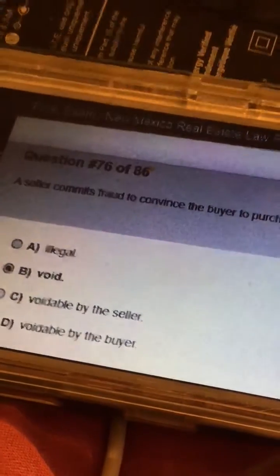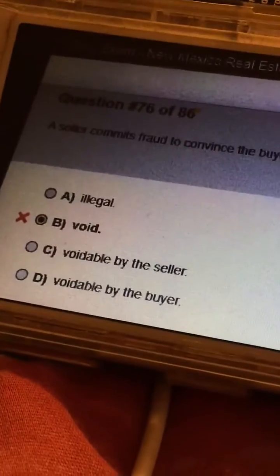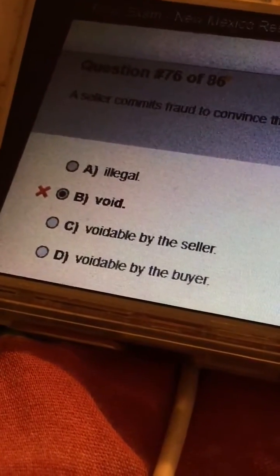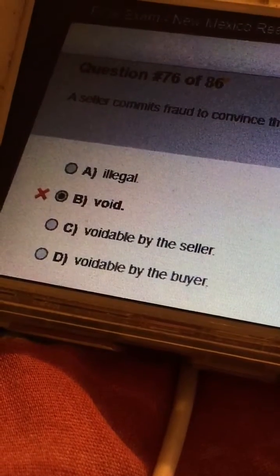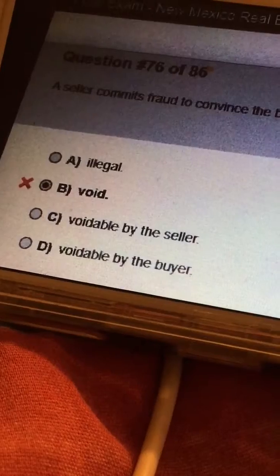A seller commits fraud to convince the buyer to purchase. The contract is now considered A. Illegal. B. Void. C. Voidable by the seller. Or D. Voidable by the buyer.